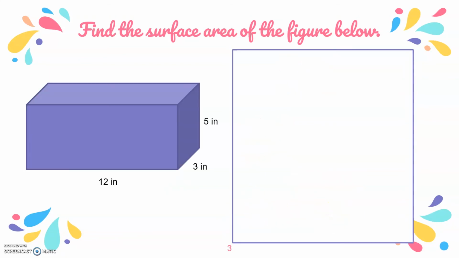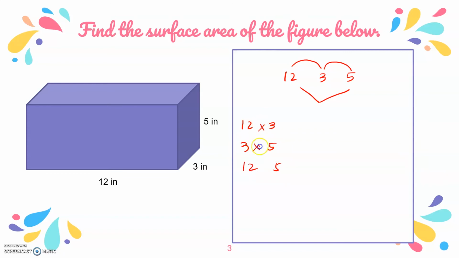Let's try another example. This time we have a rectangular prism which is 12 inches long, 3 inches wide, and 5 inches high. Again, for the first step, we will be drawing a heart to find all three pairs of numbers that can be formed using these dimensions. So, connect the first and the second number, the second and the third number, and lastly, the first and the third number. So, we have 12 and 3, 3 and 5, and 12 and 5.